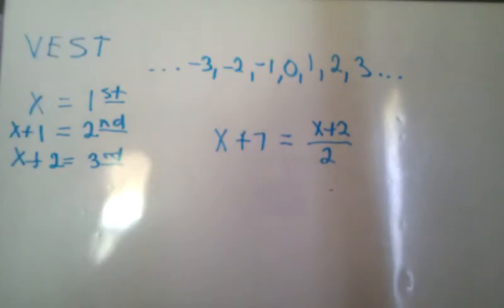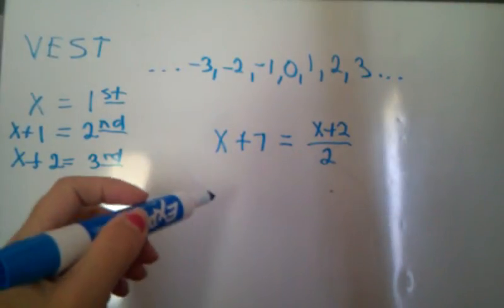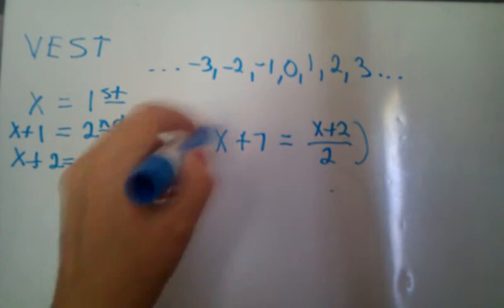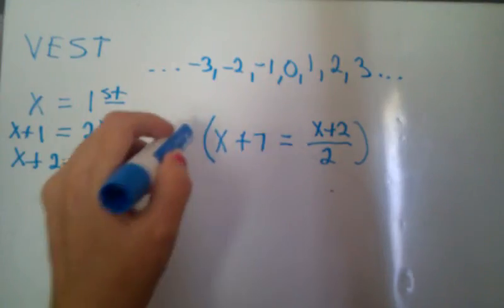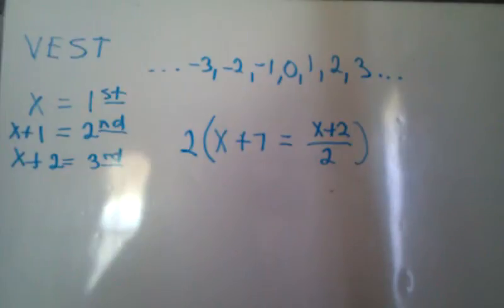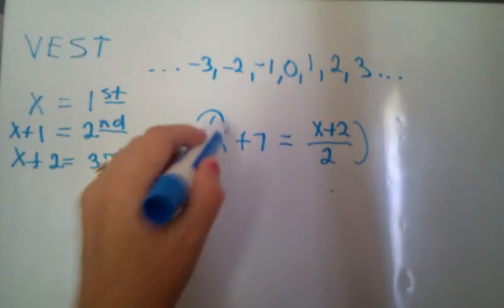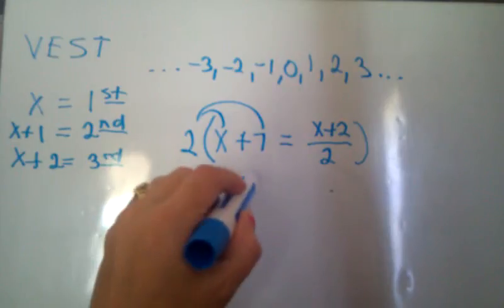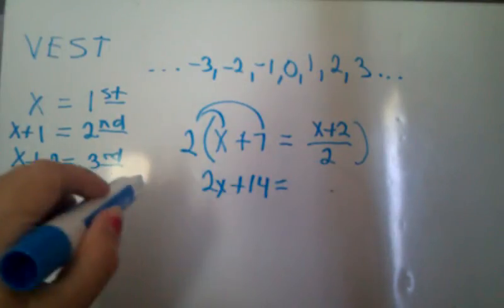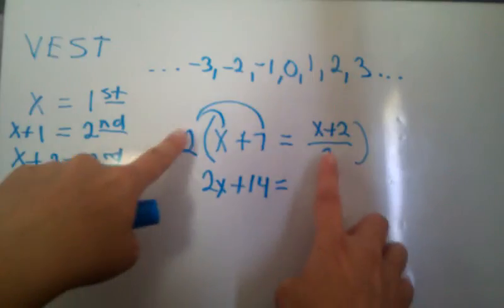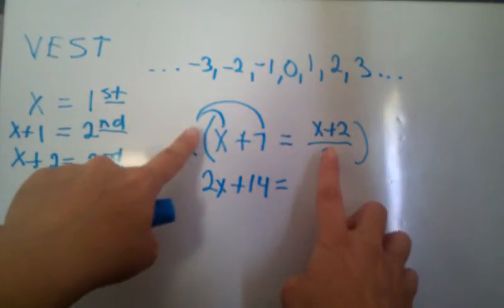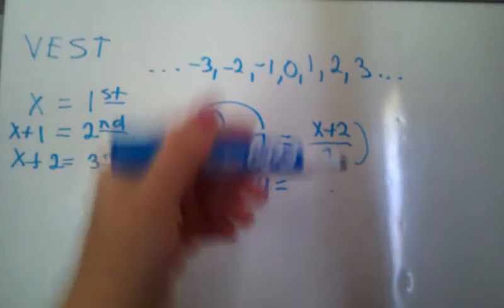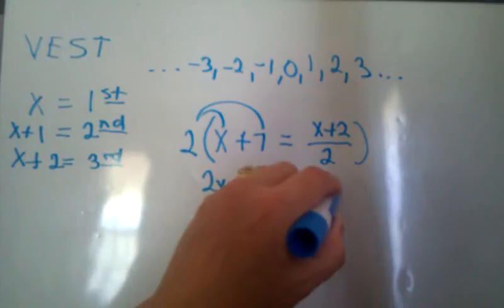Now I have to solve it. The first thing I'm going to do is get rid of this denominator. How I get rid of it is I multiply everything by it. It's a 2, so let's multiply everything times 2. 2 times x is 2x. 2 times 7 is 14. Now over here, my 2's are going to cancel out. So the only thing that's left over here is my numerator, x plus 2.